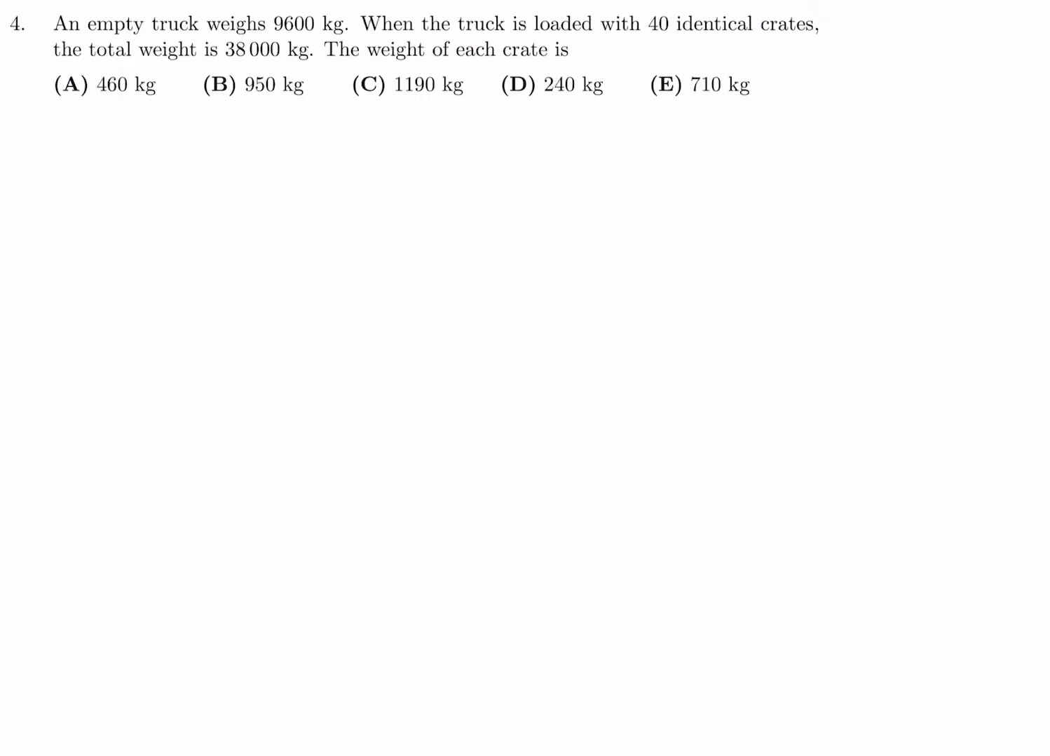An empty truck weighs 9,600 kilograms. When the truck is loaded with 40 identical crates, the weight is 38,000. The weight of each crate is... The first thing we need to do in this question is figure out just the weight of the crates. So that would be 38,000 minus 9,600. And that is 28,400. So this is just the weight of the crates.